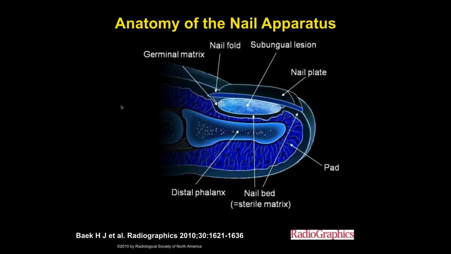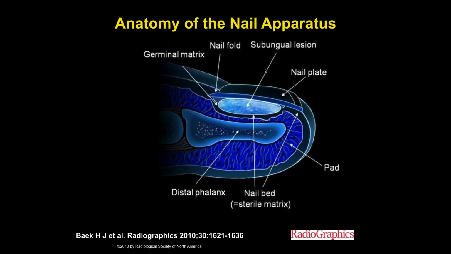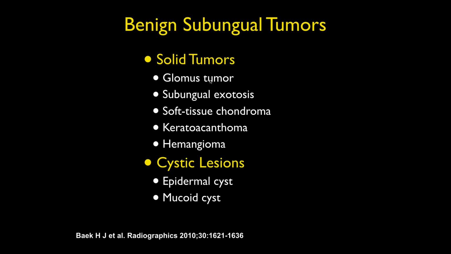Okay. And then this is the anatomy of the nail bed. These typically occur in the nail bed and in the subungual region here. And of tumors there, glomus tumor is by far the most common. You can also get subungual exostoses, chondromas, hemangiomas, epidermoid cysts, and mucoid cysts. Inclusion cysts would be in a different location because you usually don't stick yourself through the nail.